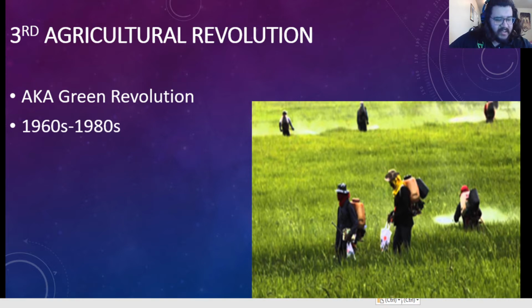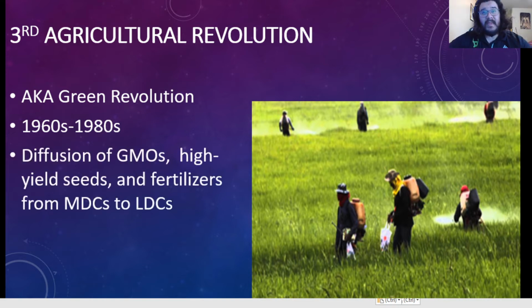It's the 1960s to the 1980s, and we're looking at the development of GMOs, high-yield seeds, and fertilizers from MDCs to LDCs. So the Green Revolution starts in more developed countries, and we see the diffusion of these products and goods to less developed and developing countries over time within this 20-year span. Nowadays, it's shaped the way the interdependence of global agriculture has developed, but here we're just focused on the basics.